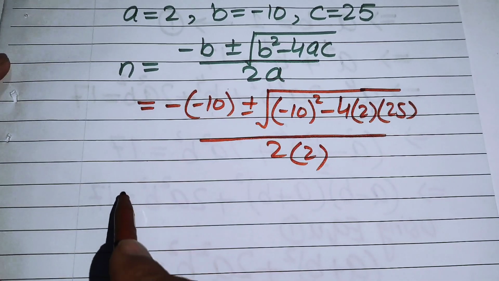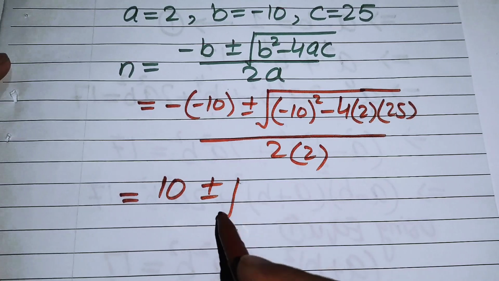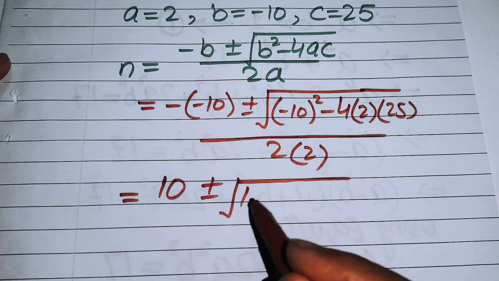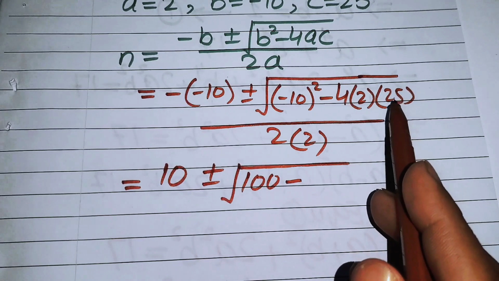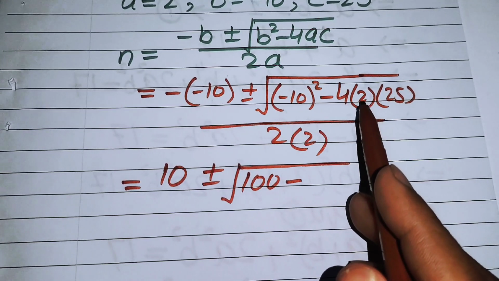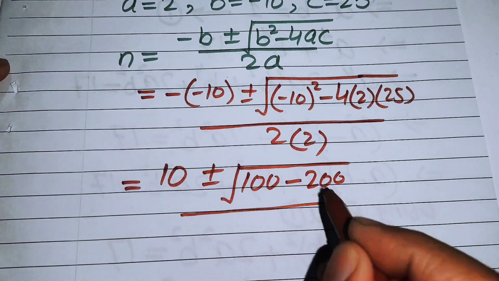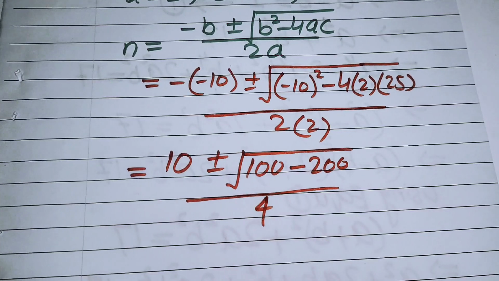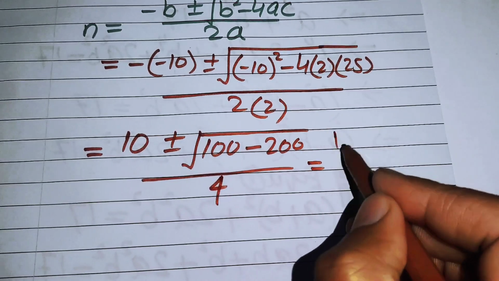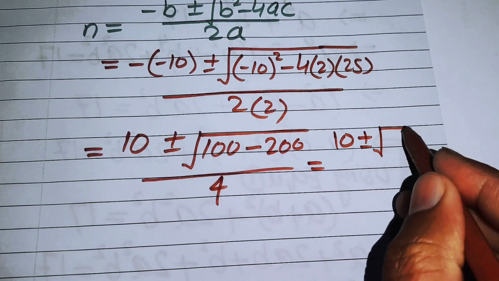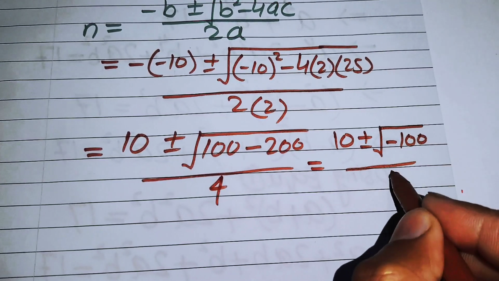So now we make the simplifications here, and you get plus 10 plus minus square root of (minus 10) square equals 100, and 25 times 2 is 50, and 50 times 4 is 200, and this whole over 2 times 2 becomes 4. So in the next step we just subtract the like terms, and you get here 10 plus minus square root of 100 minus 200 equals minus 100, over 4.